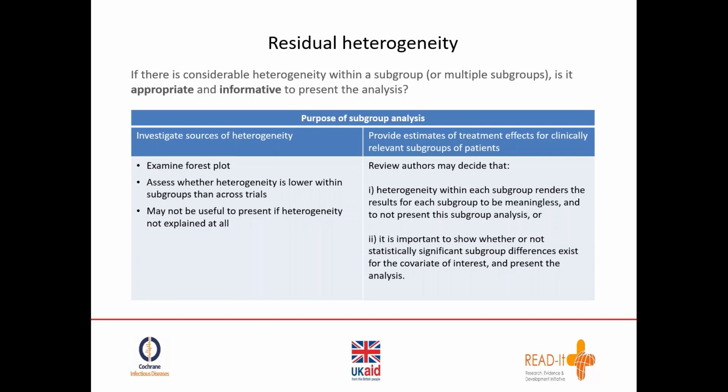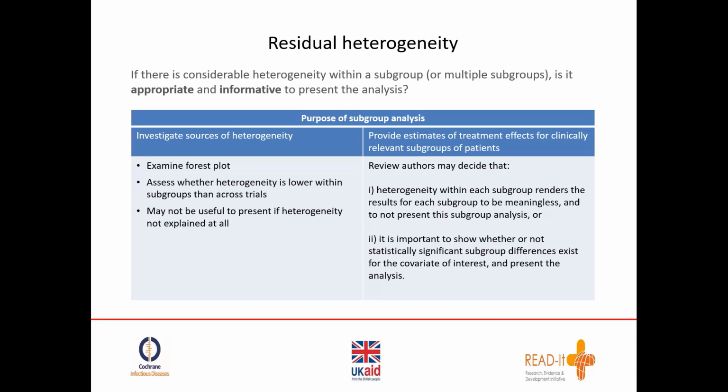So the first reason you might have done a subgroup analysis is to investigate sources of heterogeneity. And if that's the case, I'd advise examining the forest plot, assessing whether heterogeneity is lower within subgroups than across all the trials. And if the heterogeneity isn't lower within the subgroups than across all the trials, then it might not be useful to present the analysis, as the subgroup analysis hasn't actually explained heterogeneity at all.